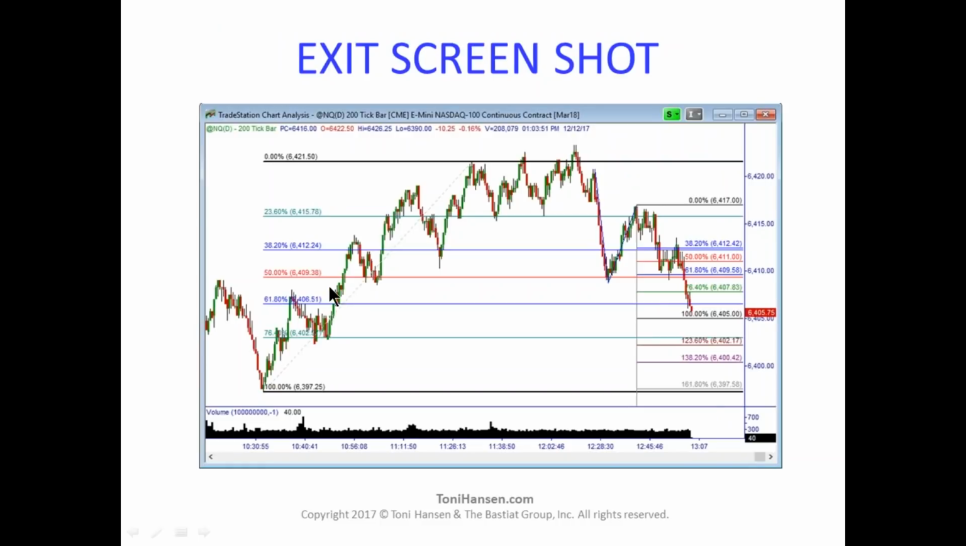What you'll notice is that the exit was a little bit shy of the 100% extension, but I was using that 100% extension as my target level. And when I have an order on the books, I have it just above that absolute 100% extension because I want to get filled as it's coming into the support. I don't want to be fighting with everybody else once it's already hit.